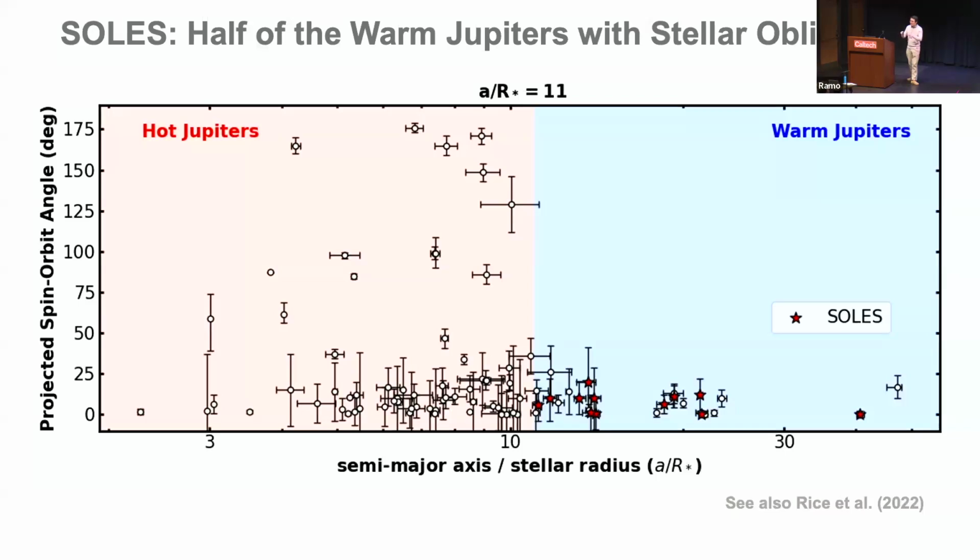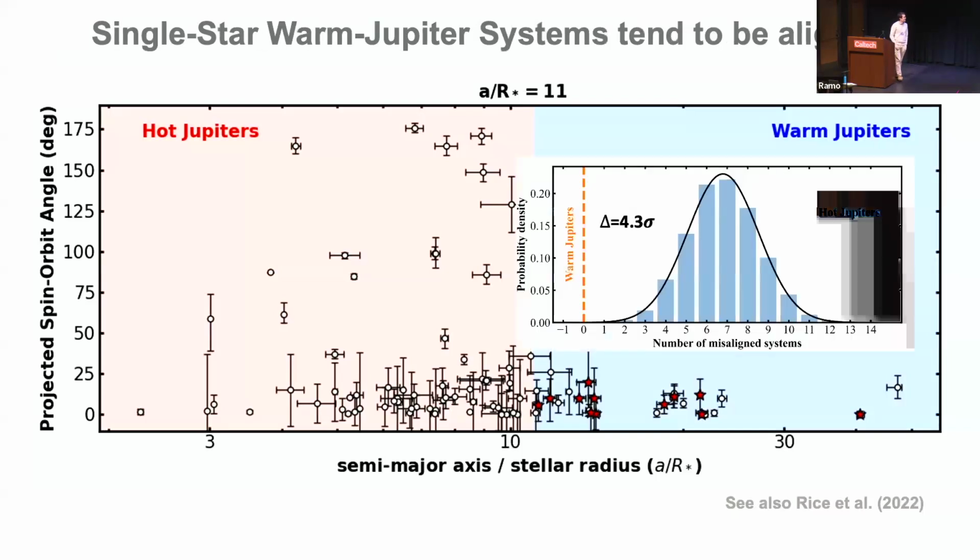You don't need to do any fancy statistical analysis here. You can just get the conclusion by eyeballing this plot, but we still did a calculation for the significance level, and the final value is 4.3 sigma. That basically means compared to the stellar obliquity distribution for hot Jupiter systems, warm Jupiters are preferentially aligned.